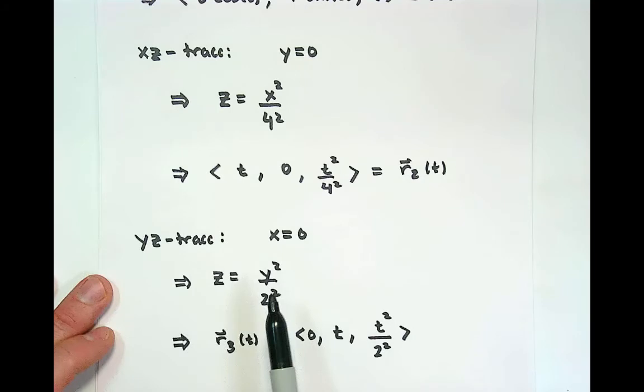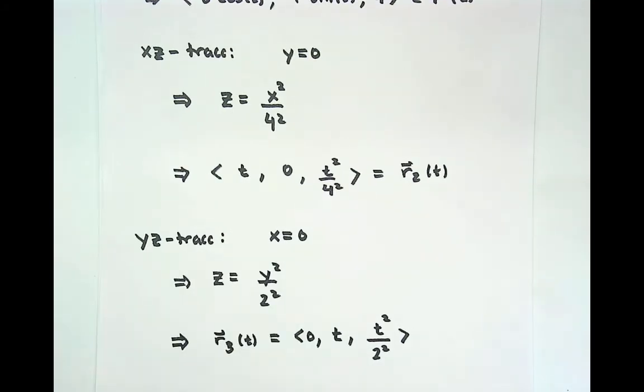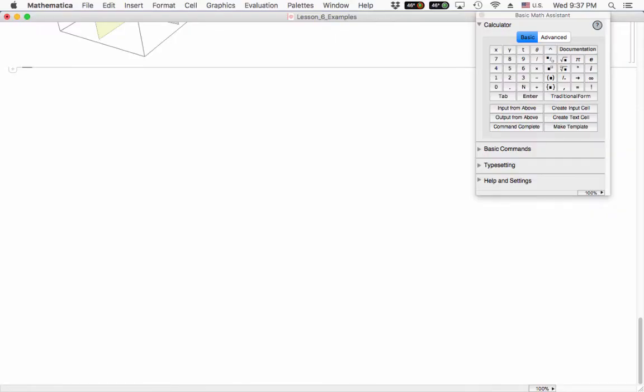This is a parabola in z and y. So indeed, we have traces that are ellipses and then parabolas. Let's switch over to Mathematica and actually graph this and superimpose the traces on top of it. Here we go. Here we are in Mathematica.